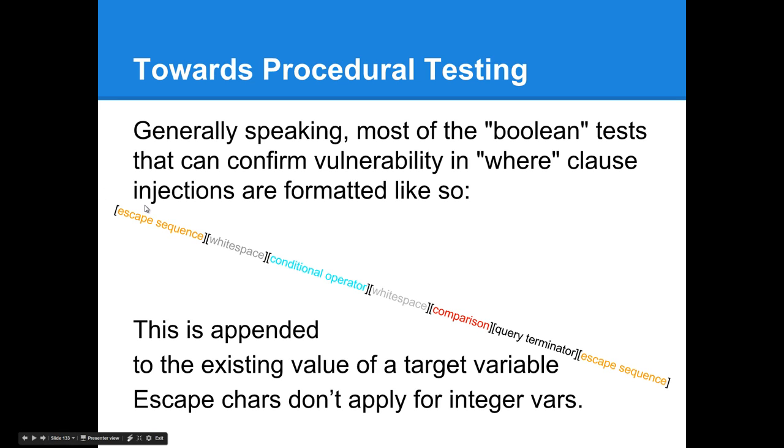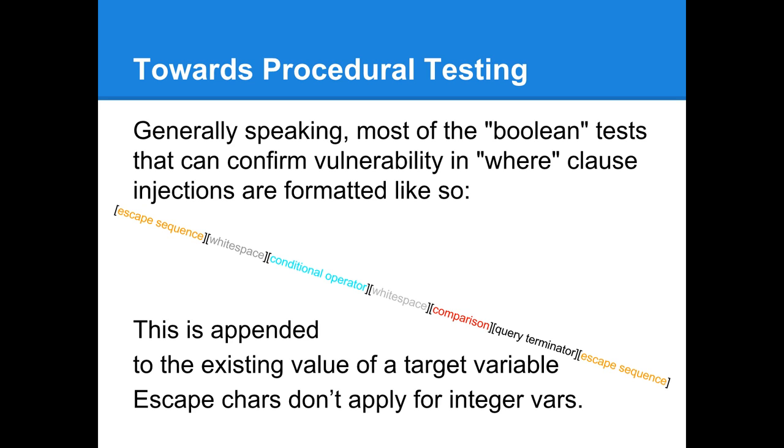So we want to first be able to truncate the original query's results to 0, and you can do this by manipulating the where clause, if possible, to evaluate to false. The general meta character sequence would be formatted like this: an escape sequence, white space, conditional operator, white space, comparison, query terminator, and some escape sequence.